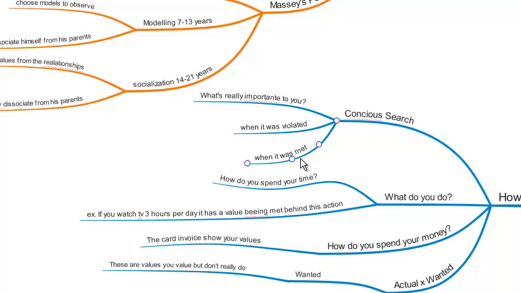I can think about situations when my value was violated, and I can think, oh, I hated when that teacher talked badly to me in public. What value can be behind that situation? Oh, that value could be respect, that value could be acceptance. It's an example. You can also think about situations where a value was met.